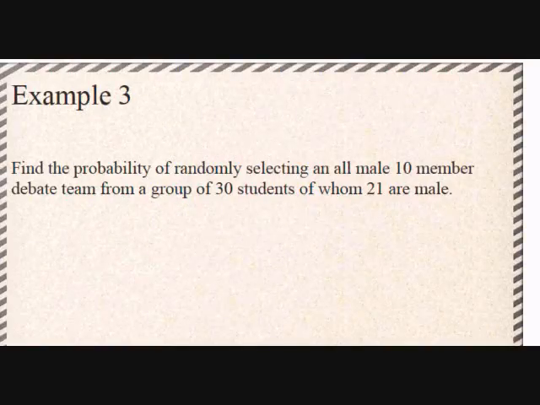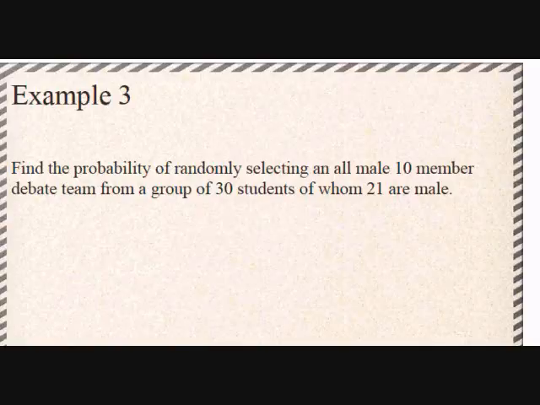Okay, last one, a little trickier, not much. Probability of randomly selecting an all-male 10-member debate team from a group of 30 students, of whom 21 are male. All right, so you've got 30 students in a room, 21 are male, 9 are female. I'm going to randomly select them. What's the probability that as I pull these names out of a hat, as I pull these people into my group, I never pick a female, that I just get the males?